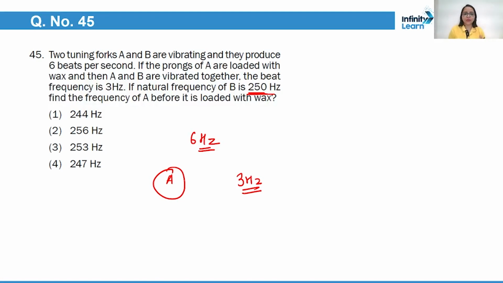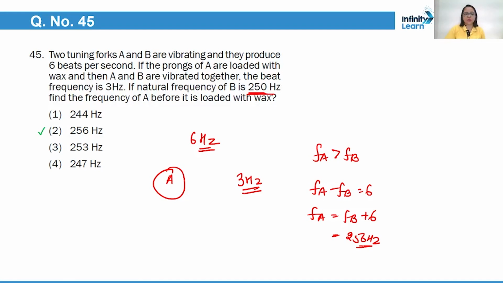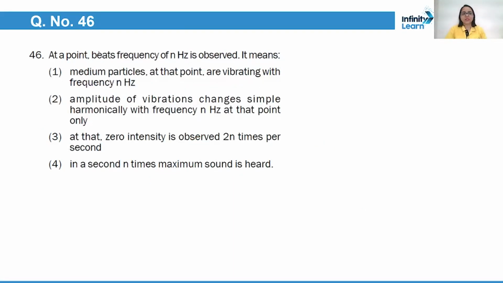So when you are loading the prong of A and the beat frequency is decreasing, that means FA is greater than FB. So FA minus FB should be 6 hertz. So FA should be FB plus 6, that is equal to 256 hertz. So frequency of A will be option 2. Next is question number 46. At a point, beat frequency of n hertz is observed, it means in a second n times maximum sound is heard. So correct answer is option 4.